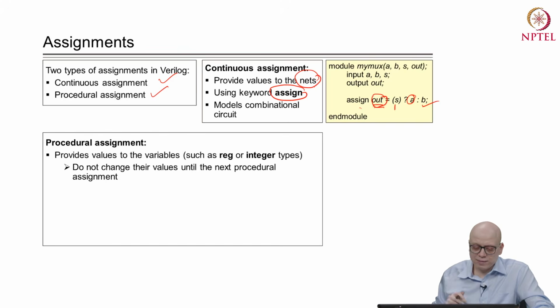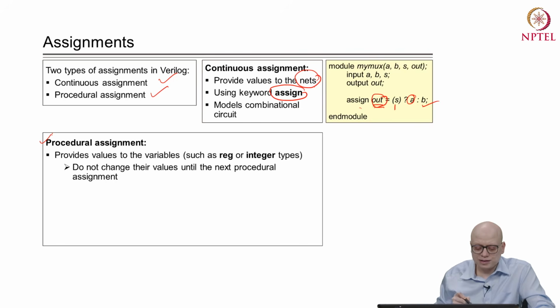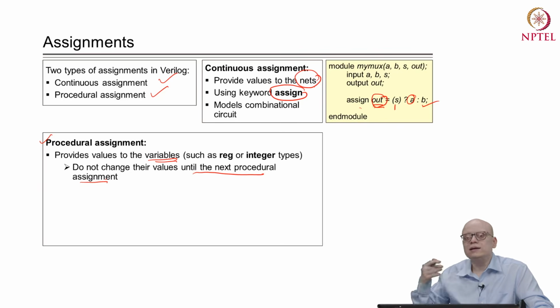There is another type of assignment which is procedural assignment. Now, what are procedural assignments? Procedural assignments provide values to variables such as reg or integer types. The values that are assigned in procedural assignment remain there and do not change until the next procedural assignment. So, values get assigned and remain there until overridden by another value.